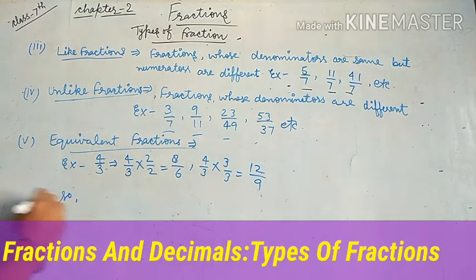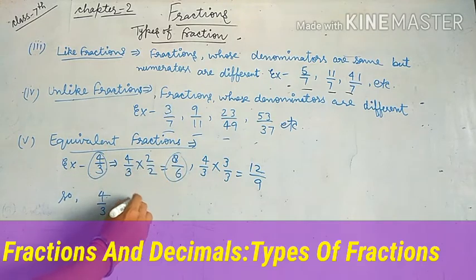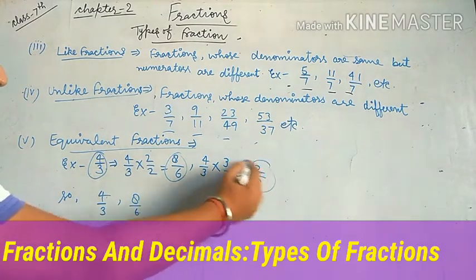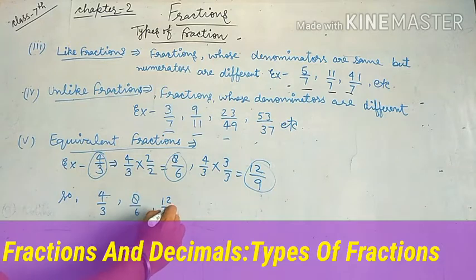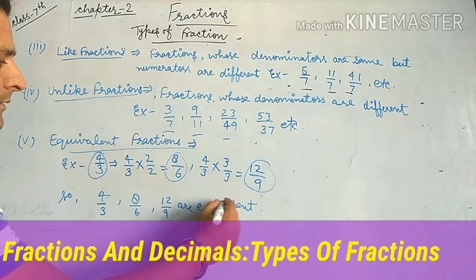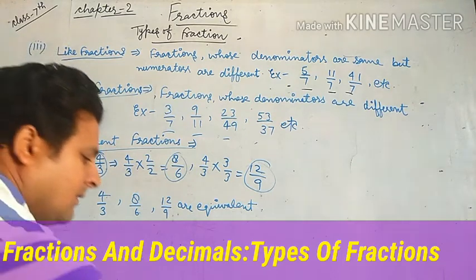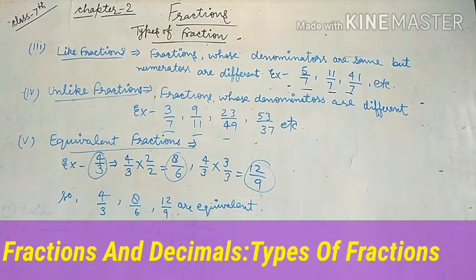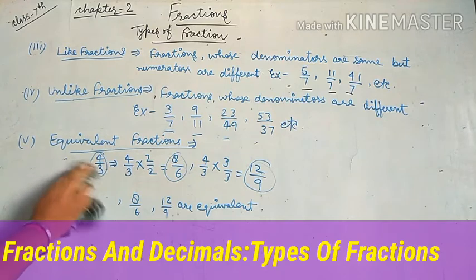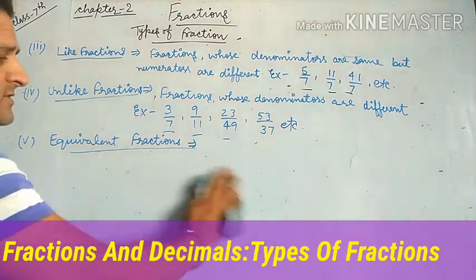So 4 upon 3, 8 upon 6 and 12 upon 9 are equivalent. Okay. I hope you understood. And if we talk about division, how can we find the equivalent fraction using division?